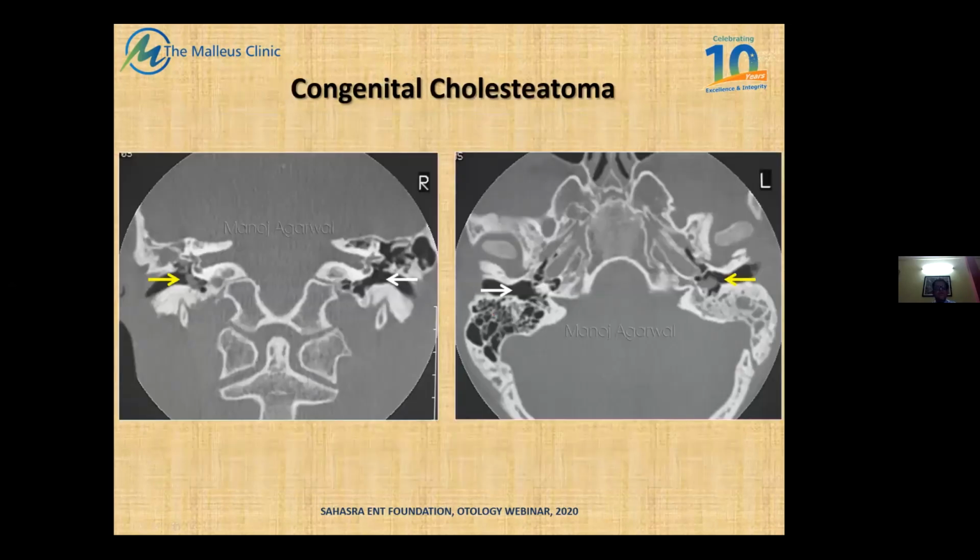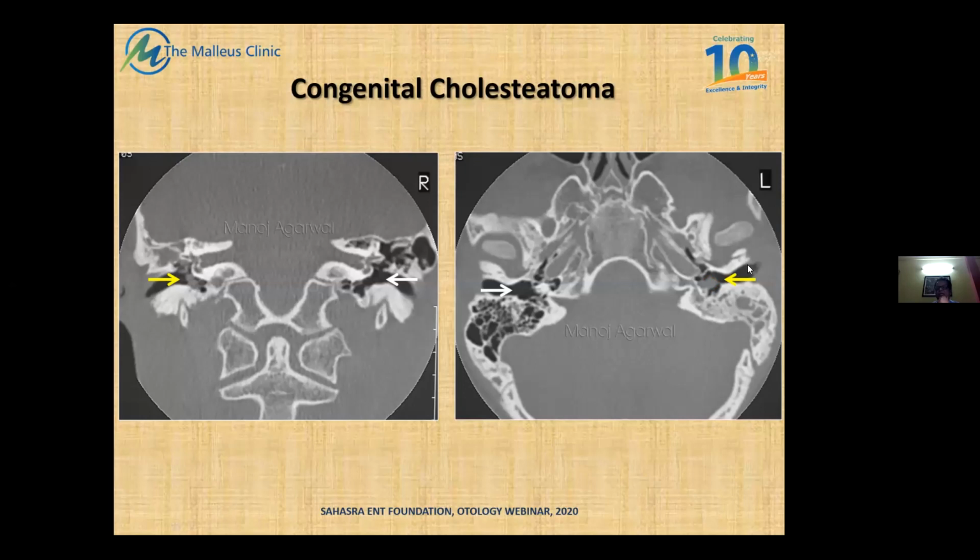Now, let's move on to a very, very different condition. Not something that we see in our routine practice very often, but we can definitely encounter it, and that is congenital cholesteatoma. It's a congenital cholesteatoma of two different patients. On the one side, you find the congenital cholesteatoma extending even into the mastoid antrum, but on the other side, you can see it restricted only to the mesotympanic cavity. So this is a case of congenital cholesteatoma.